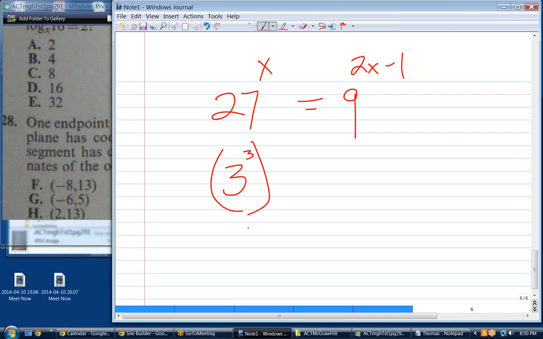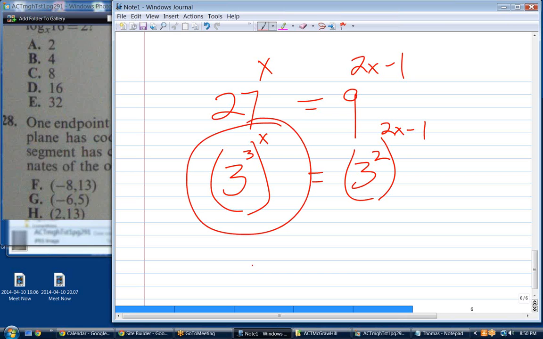That's 27 right there. Still got to put that x there. How can I express 9 using its base 3? 3 squared. Still got to put that exponent up there. Now apply the laws of exponents. What does this become?